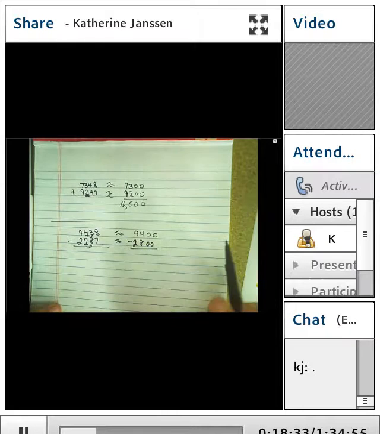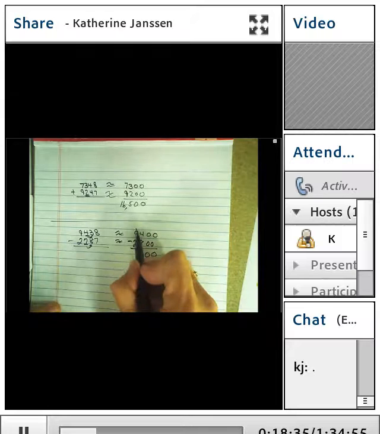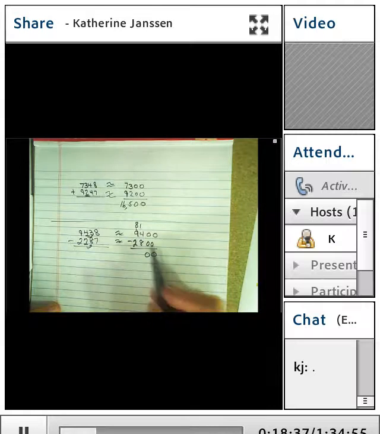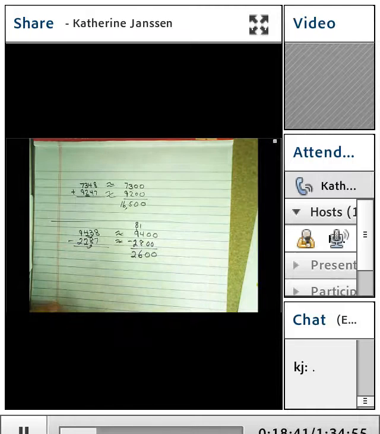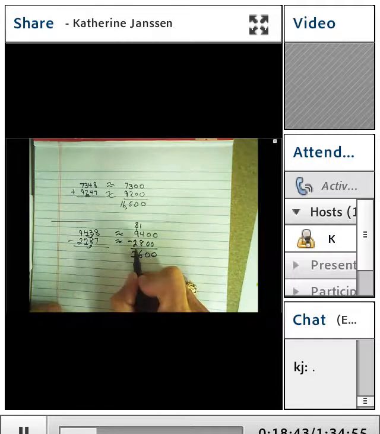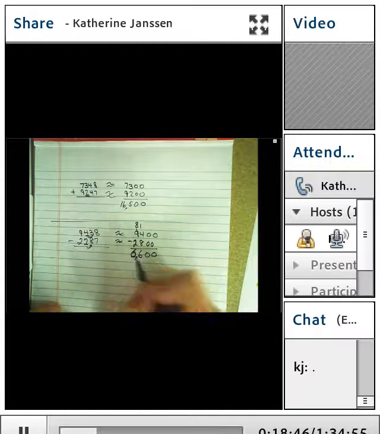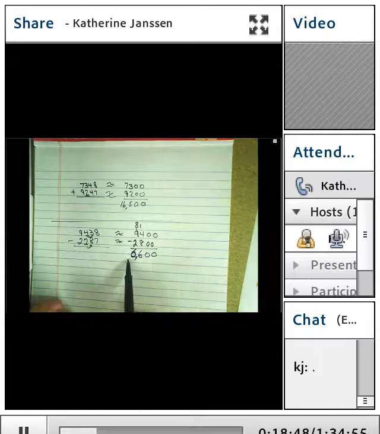I can quickly subtract, borrow. 14, take away 8 is 6. 2 from 8 is 2. 4 is 6, I'm sorry. Our estimated answer when we subtract, rounded to the nearest hundreds, is 6,600.